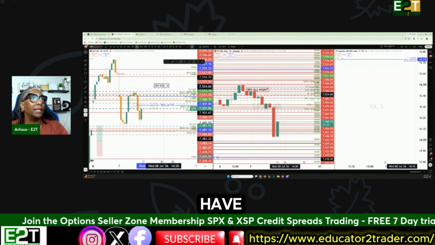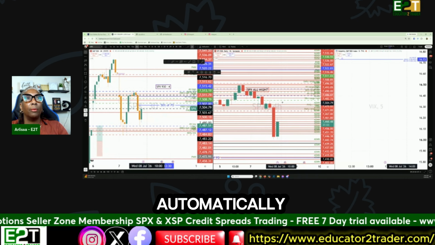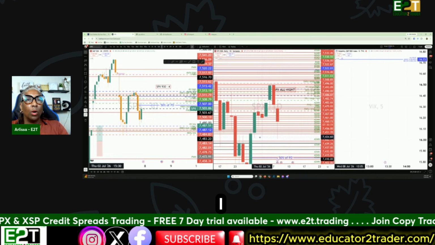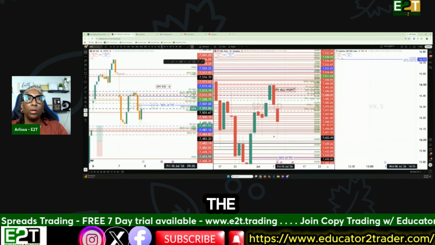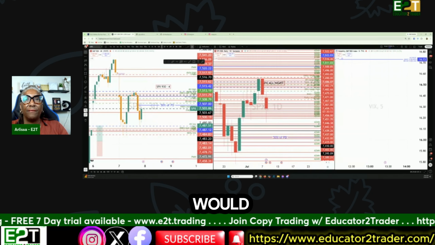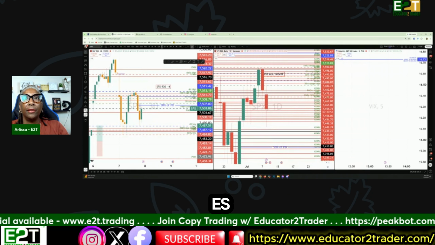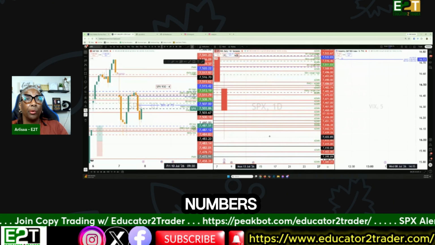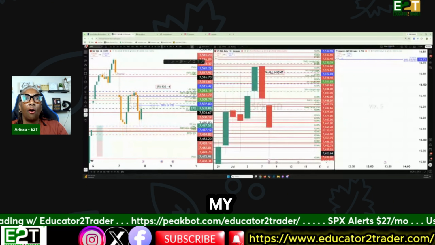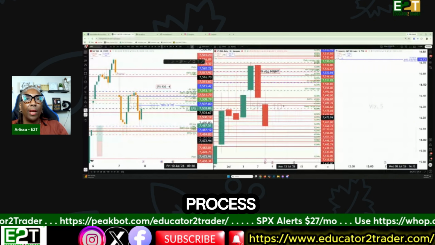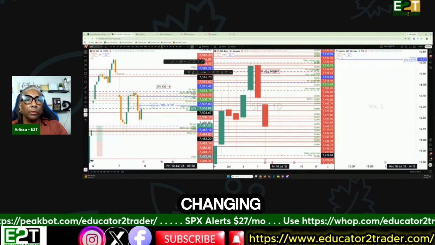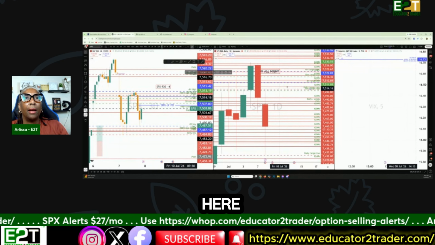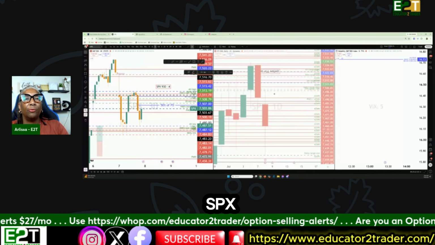I have the numbers automatically right here, and I can see right away all of the overnight data, just like I would have if I was trading ES. And I have it all right here, but in SPX numbers. That takes one more thing off my brain. I don't have to process the changing of the numbers, right? I'm right here. I can look right at SPX.